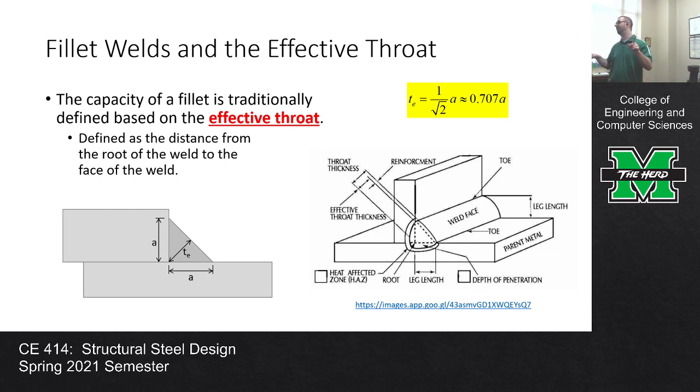Now this is a 45, 45, 90 triangle, okay? So if it's a 45, 45, 90, you can determine the effective throat by taking A and multiplying it by the cosine of 45 degrees, or the sine of 45 degrees. And the cosine of 45 degrees is 1 over the square root of 2, and 1 over the square root of 2 is about 0.707. So we're going to see this term 0.707 show up here in a bit, and 0.707 is just the distance from the root to the face as a function of the weld size. Does that make sense?